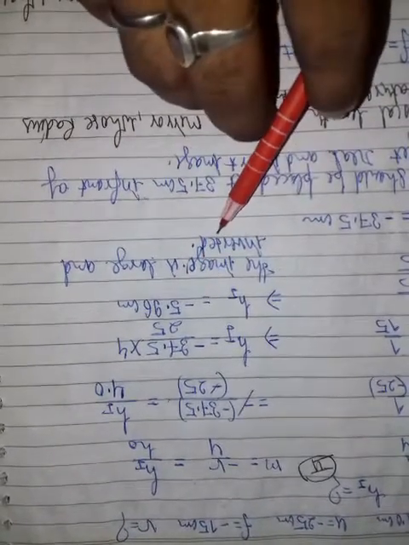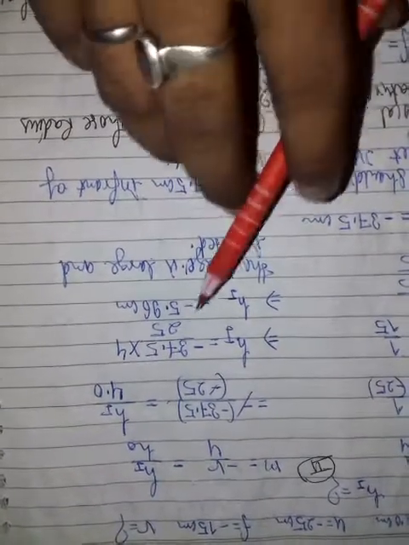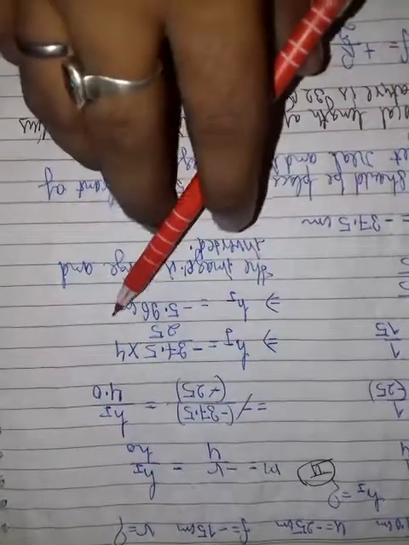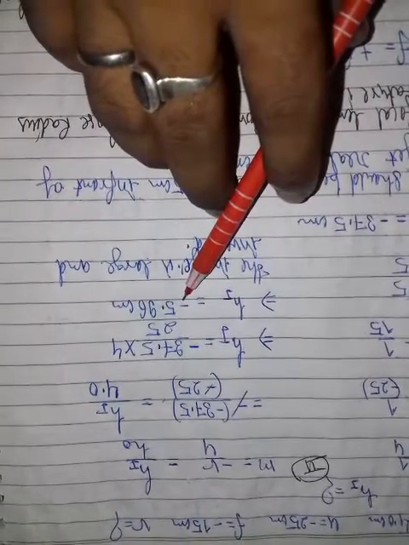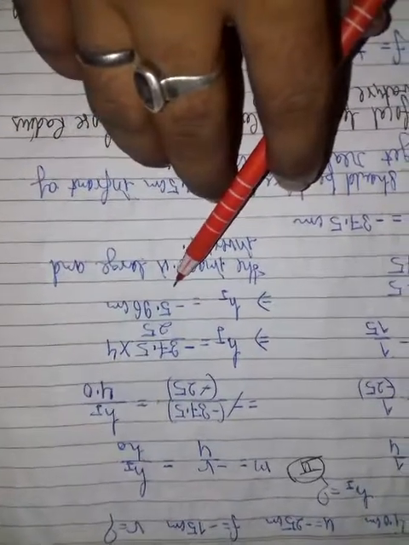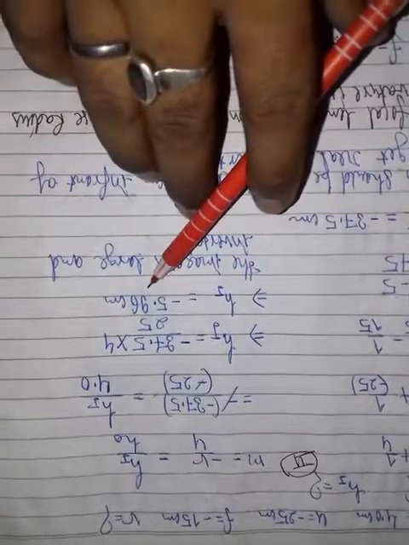The minus sign indicates only that the image is inverted, because distances are never negative, so it indicates the nature of the image, that is inverted, below the principal axis.